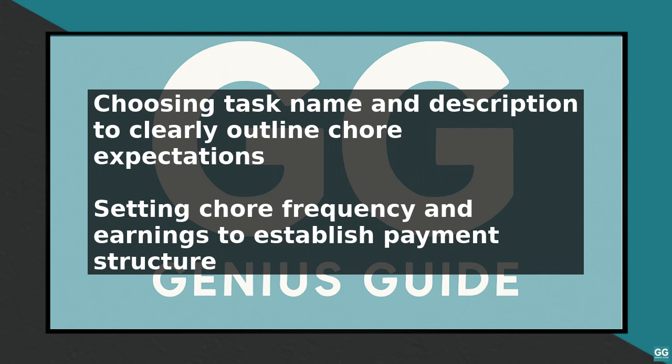You can also set the frequency of the chore, such as daily, weekly, or monthly, and the amount your child will earn for completing it. This amount will be transferred to your child's GoHenry account once the chore is marked as complete.